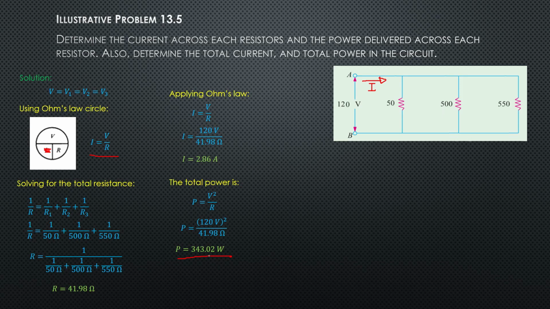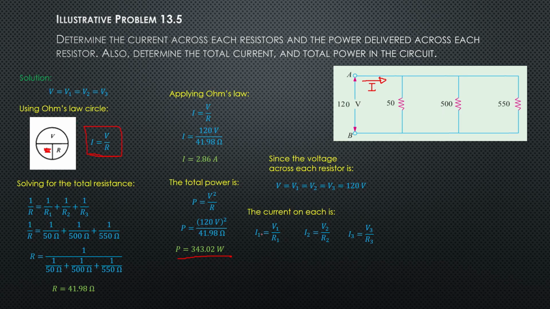Okay, so 120 squared divided by 41.98. Okay, so that gives us 343.02 watts. Since the voltage across each resistor is 120 volts, the current on each resistance is given by this equation.